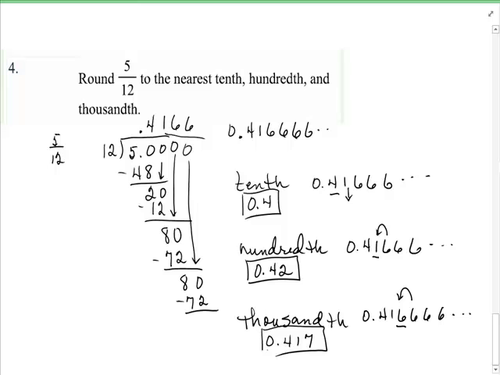So on each one of these, divide till you see the repeating pattern, and you can write out as many digits as you need. To round to the tenths, you have to go out to hundredths. To round to the hundredth, you have to go out to thousandths. To round to the thousandths, you have to go out to ten thousandths. Okay, give that a try.